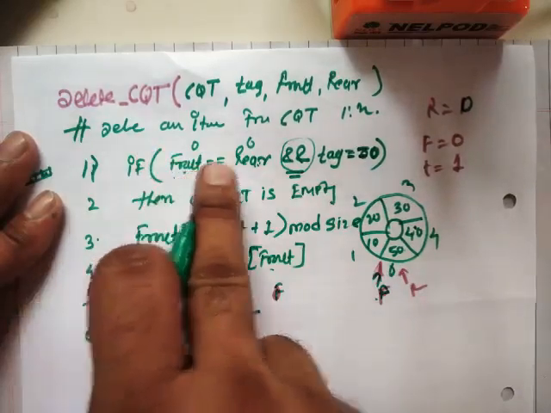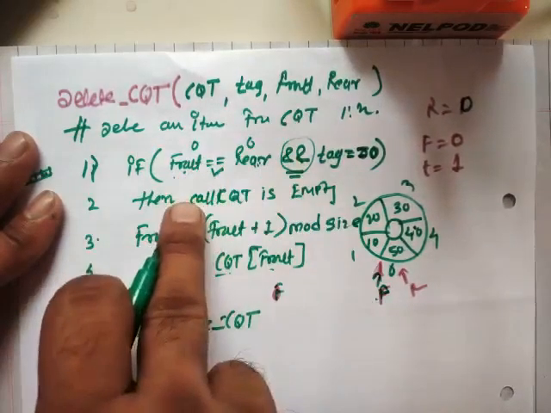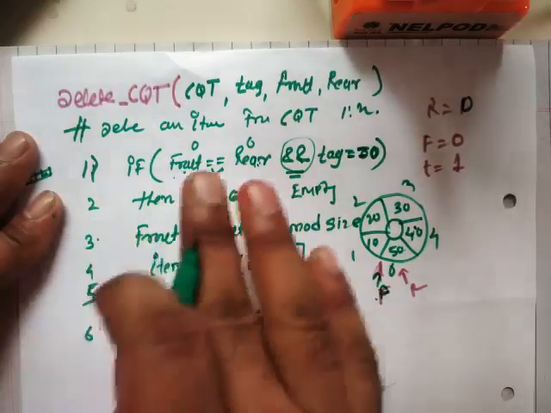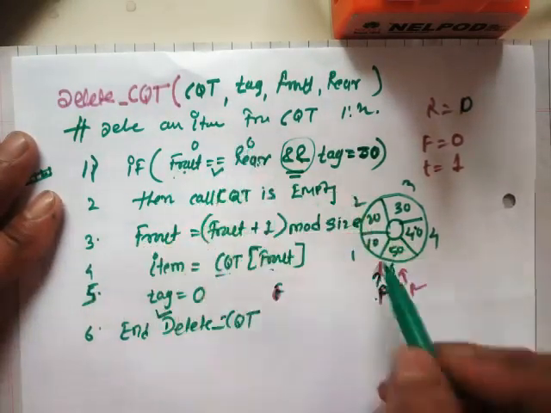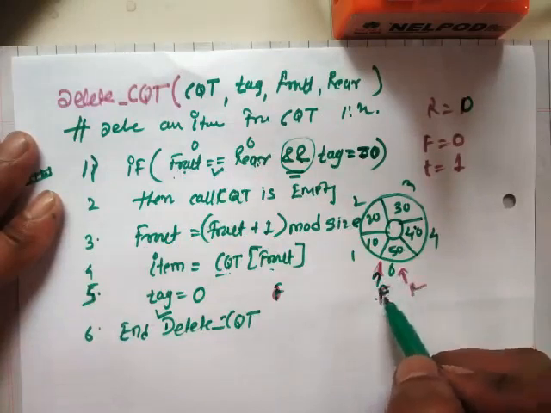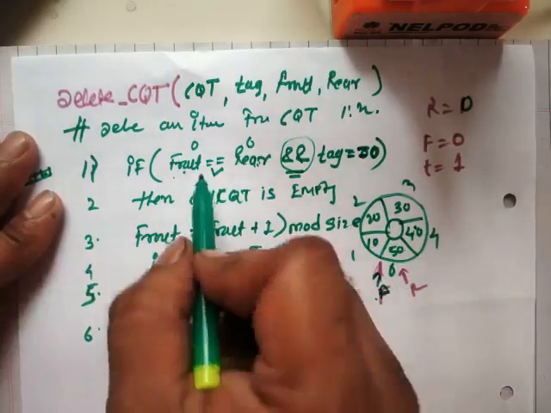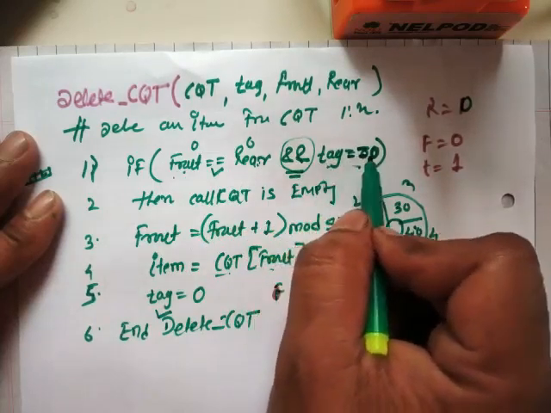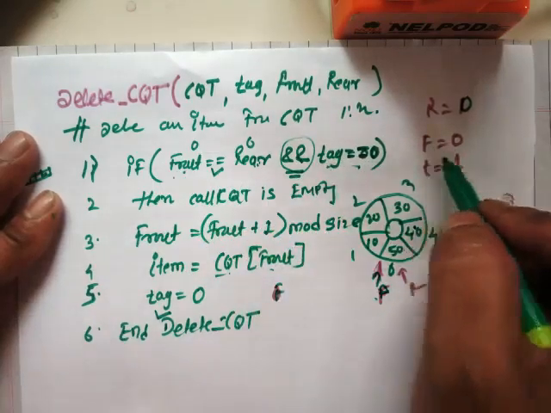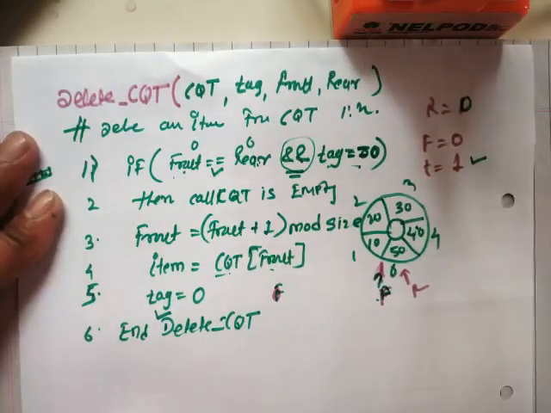It means if both conditions are true, then it will jump to the if part, else it will jump to the else part. So front and rear are both pointing to the same position, no problem. Front and rear are both pointing to the 0th index. Condition satisfied, then it will jump to the else part. Now what is the else part? Tag is equal to 0. Now what is our tag value now? Our tag value is 1.